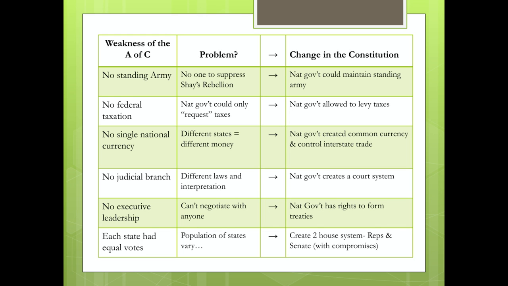No executive leadership, no president. They couldn't negotiate with anyone. Under the Constitution, the national government has the right to form treaties. And the last one, each state had equal votes. The population of states varies. Some states have more people than others. So with the new Constitution, they decided to divide the new Congress into a 2-house system, the House of Representatives and the Senate. And that's going to come with one of the compromises, which we're going to discuss next.